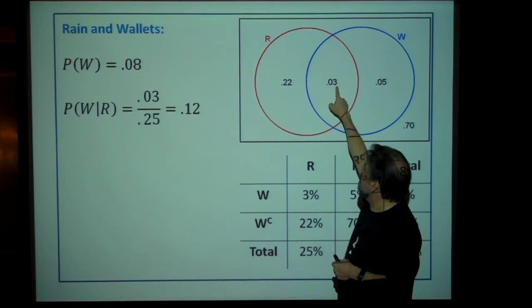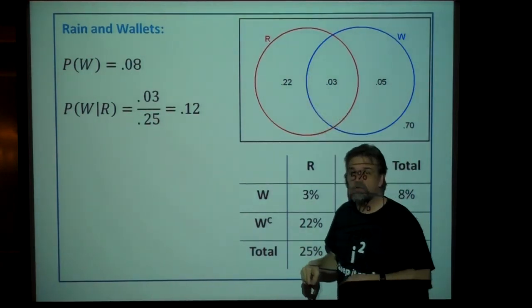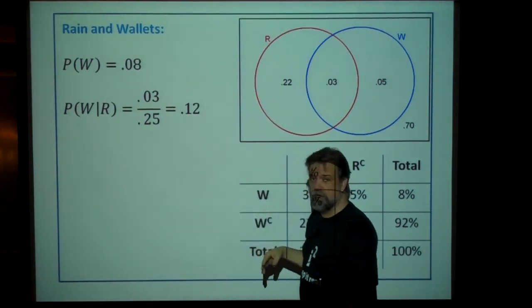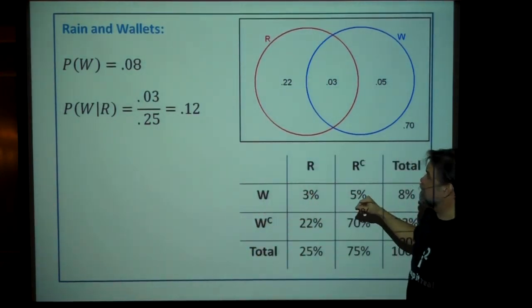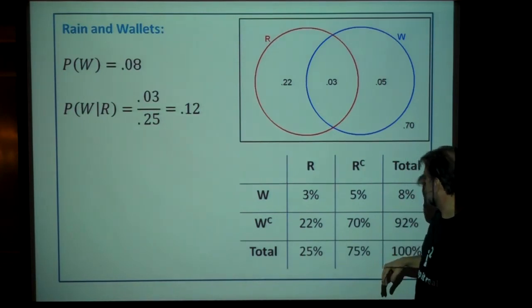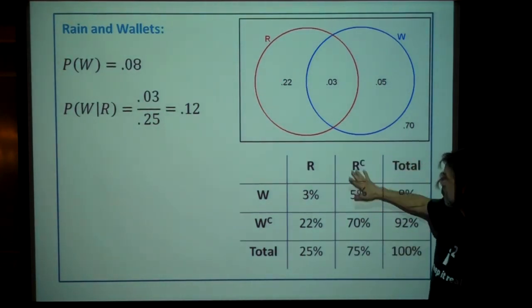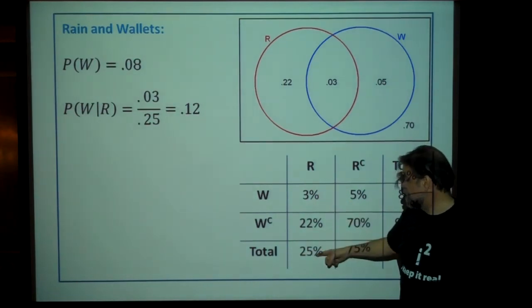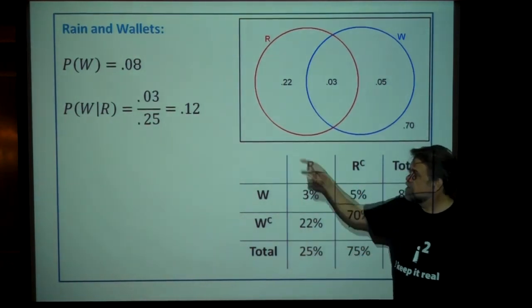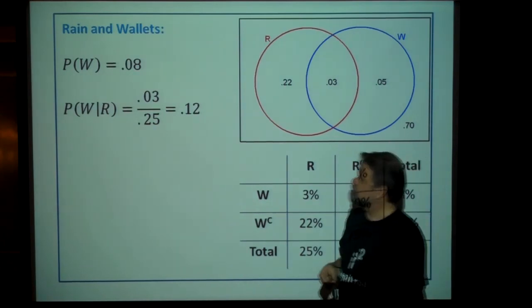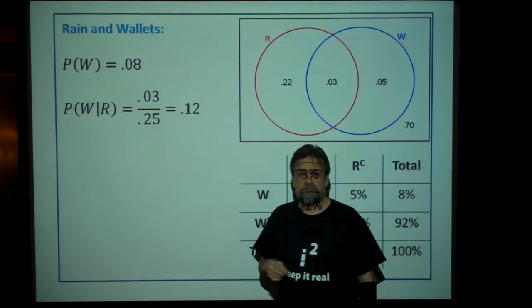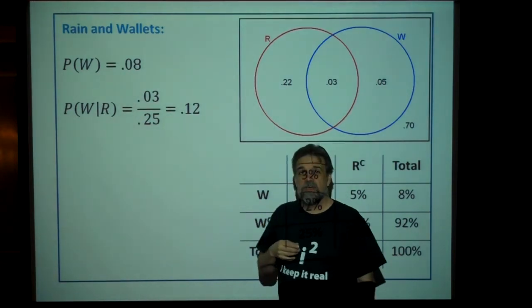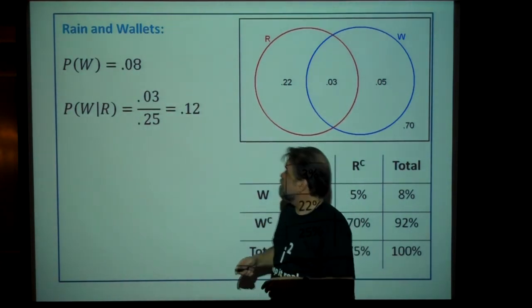Well, it's 3 out of a possible 25%. 0.03 divided by 0.25, which ends up being 0.12. Or if I'm using a table, I would look over here and say, I'm assuming it's going to rain. So I'm not looking at this, I'm not looking at this, I'm only looking at this column right here. 3 out of a possible 25 is 12%. What does that mean? It means that if it's raining, I'm slightly more likely to forget my wallet. And what that means is, well, I'll talk about that in a second.